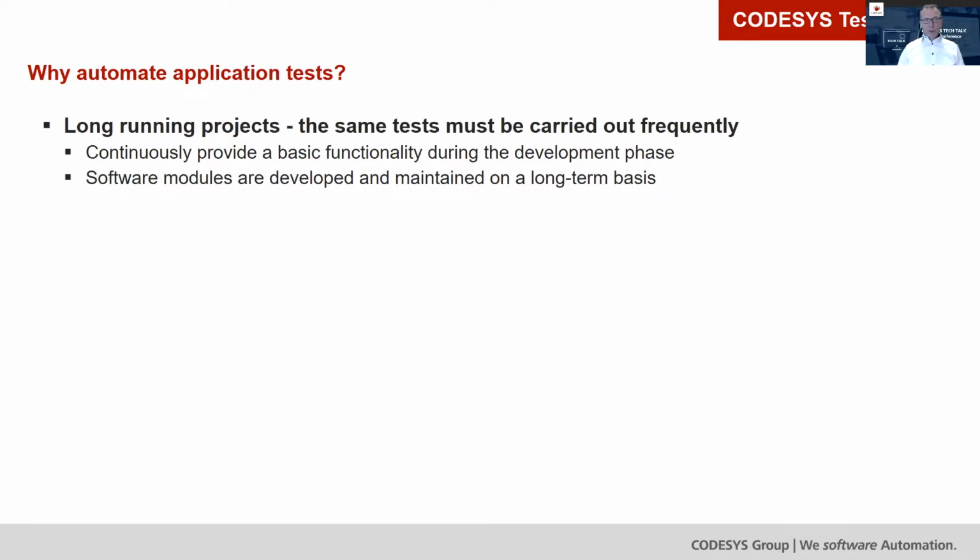Again, if software modules are developed and maintained on a long-term basis, it makes sense to automate that. For that purpose, unit tests are realized. So units, POUs, that are, for example, used inside libraries should be tested carefully. Therefore, you could realize unit tests, which do not test the whole application, but just this certain unit, because they are distributed to many different applications and machines you want to use.